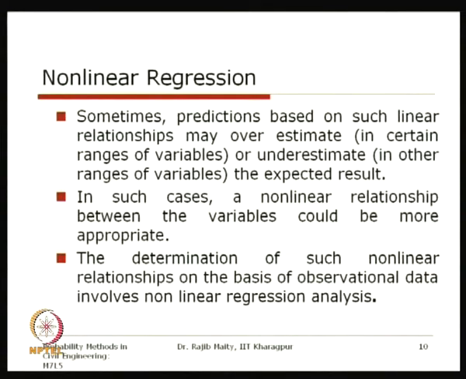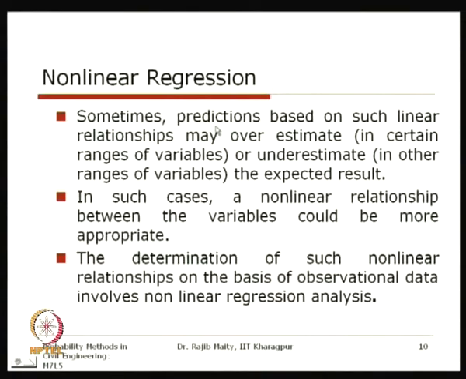the relationship is not linear. In simple linear regression, we generally get one straight line, and if there are two inputs, we get a straight surface. But that straight line or surface, being linear in nature, may not express the variability fully. Sometimes predictions based on such a linear relationship may overestimate in certain ranges of the variable or underestimate in other ranges of the expected result.